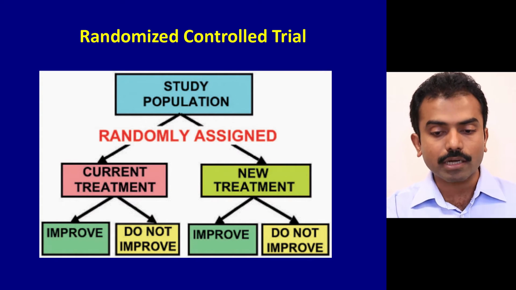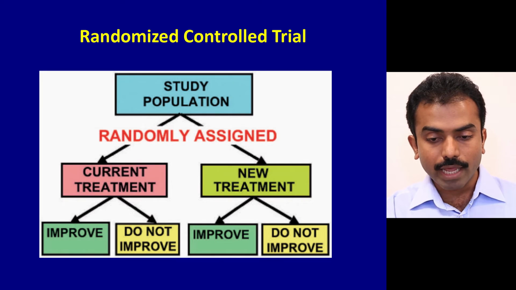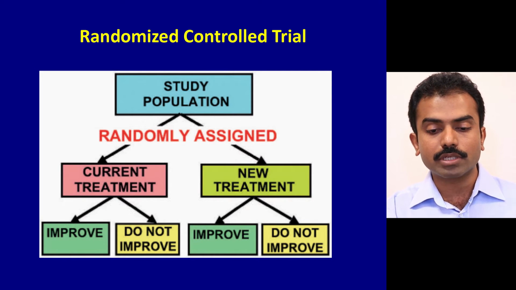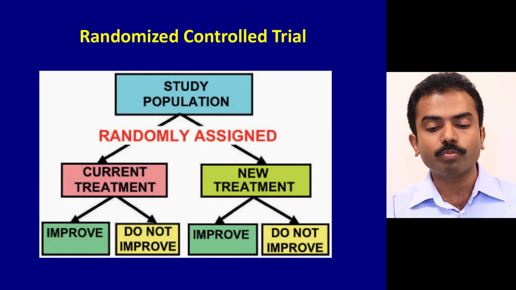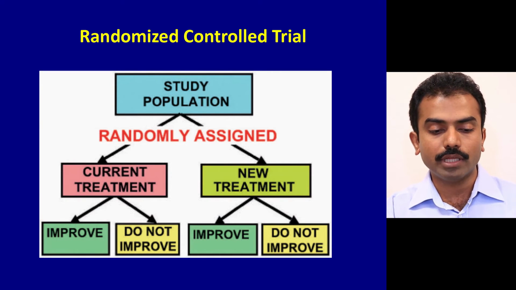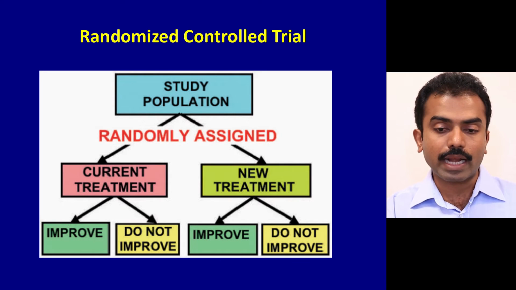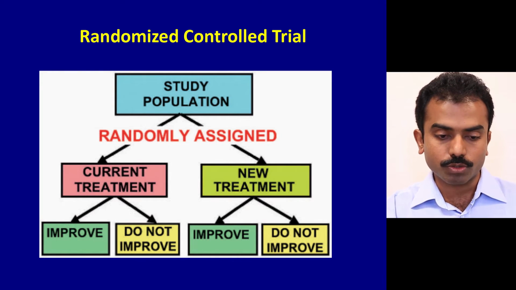You begin with a study population, take a group of people on whom you want to study a particular treatment, then you randomly allocate people to one treatment vis-a-vis the other treatment, and then you follow them up to find out how many improve when they are put on each treatment. So this is a classic design of randomized controlled trial.